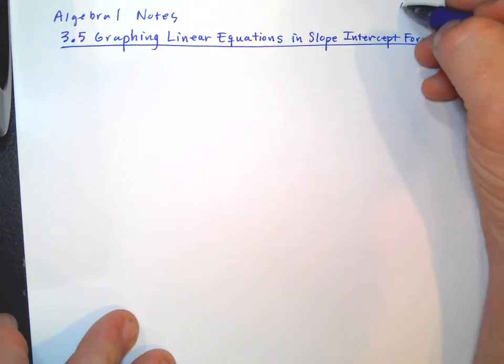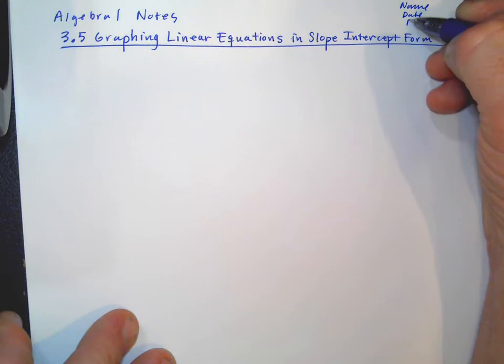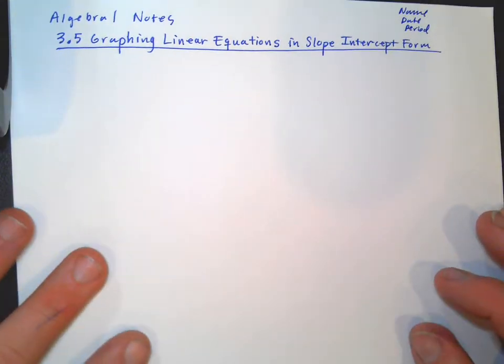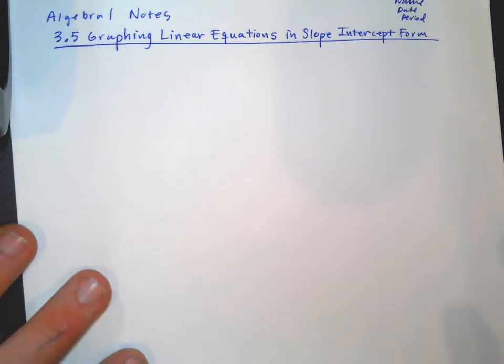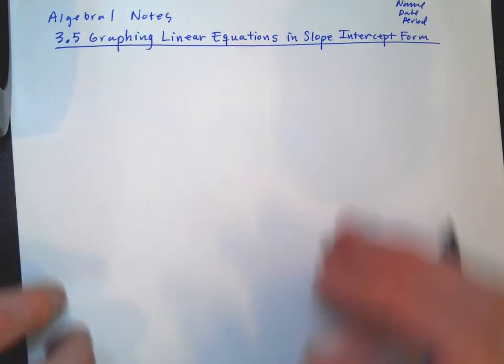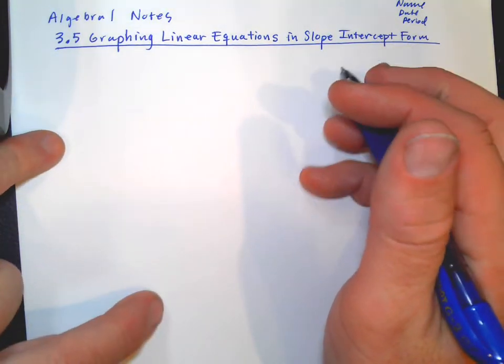All right, make sure you put your name, date, period, title it. And if you at any point need to pause it, catch up, write what I'm writing, you should pause the video. All right, graphing linear equations in slope intercept form.